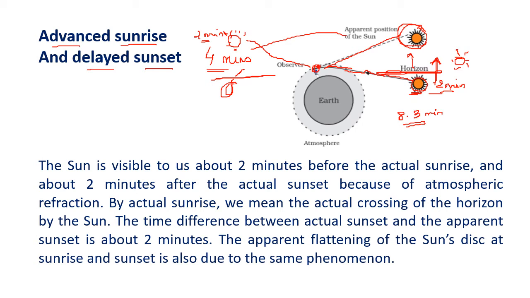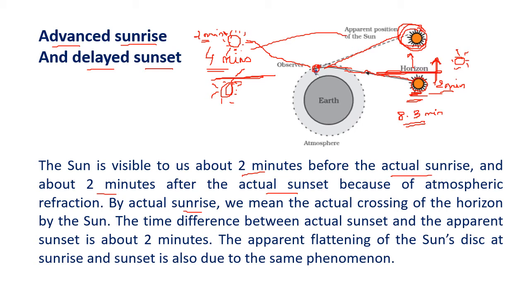Here we see refraction is causing an advanced sunrise. So in actual, the sun has not risen, but we can see the sun in the sky. And here the sun has set below the horizon, but still we can see the sun in the sky. So it is visible 2 minutes before the actual sunrise in the morning and 2 minutes after the actual sunset, giving us 4 extra minutes during the day. So when do we see sunrise? The sunrise should be when the sun actually crosses the horizon, but because of refraction we can see it earlier than it has crossed the horizon.